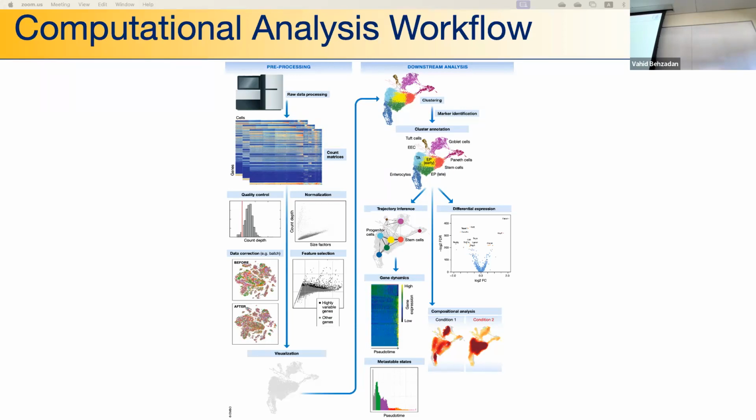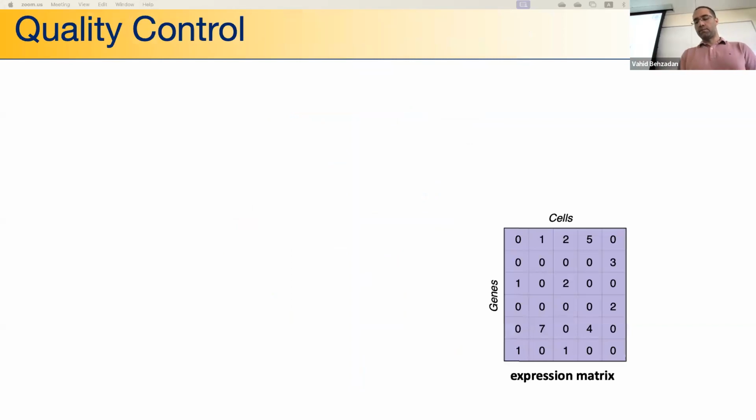So you get different data batches, and you need to do a process called batch correction, and then you perform feature selection to select the highly variable genes and ignore the rest, and then we can perform clustering and cell type annotation, trajectory analysis, and differential expression. I'm gonna talk about each one of these processes right now, but this is just the overall workflow. So we start with the quality control, right?